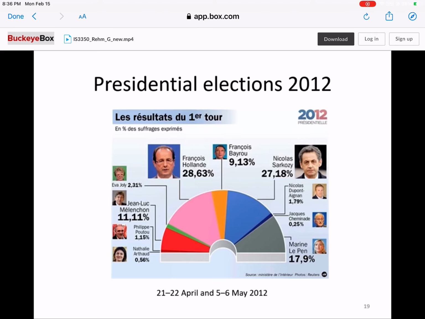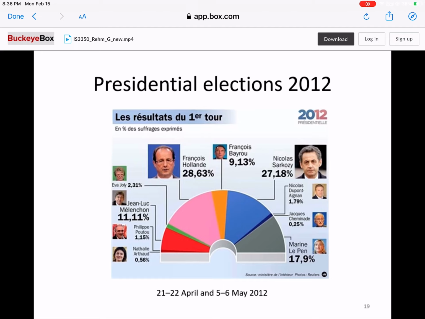Let's delve a little deeper into this political system using the presidential elections of 2012 as an example. So the presidential election in France is not actually one election, it is two elections that are following each other closely within a 2-week window. If you look at the bottom of the slide, you see that the first election was on April 21st, and the second election was on early May 5th and 6th.